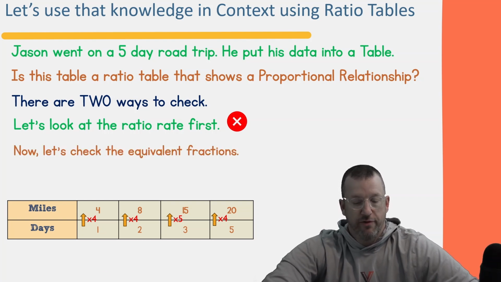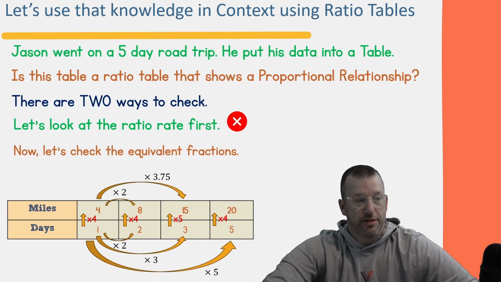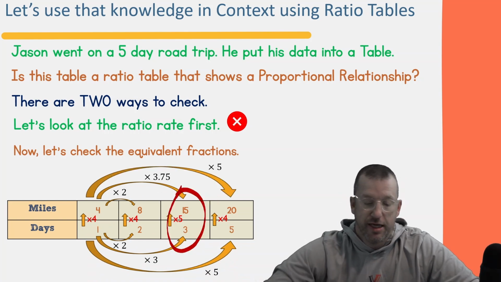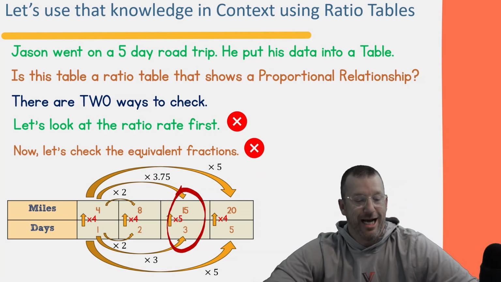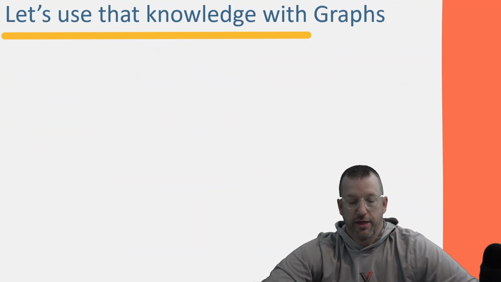I could also look at the equivalent fractions. I'm comparing the first 2, multiplied by 2, and multiplied by 2. Ding, ding, ding. Multiplied by 3, and multiplied by 3.75. That means it doesn't work. This bottom one multiplied by 5, multiplied by 5, but because this one is not in proportion with the rest of them, it is not a proportional table. Okay, so it's a pretty easy way to check.